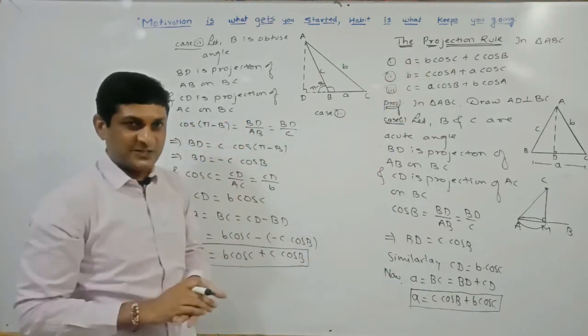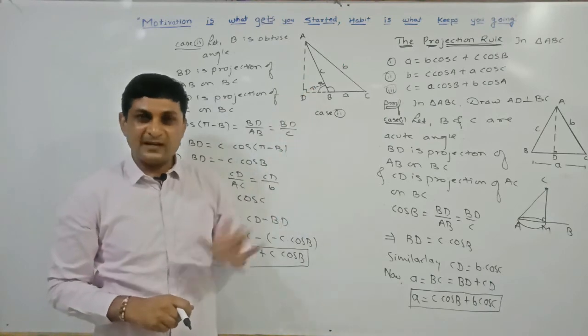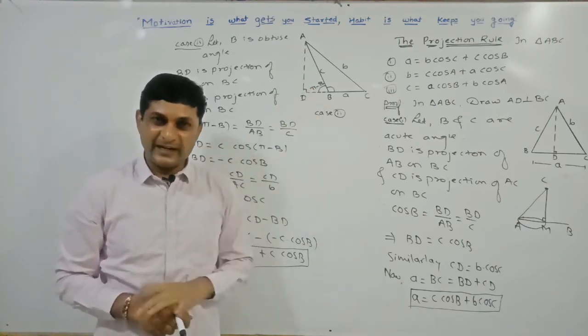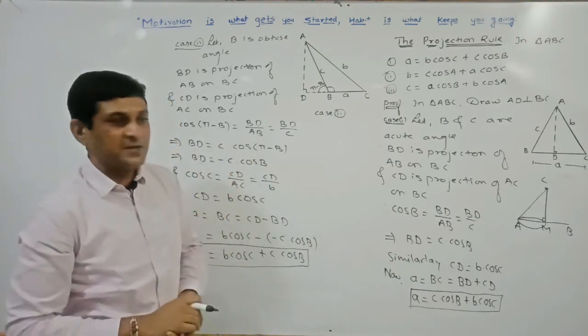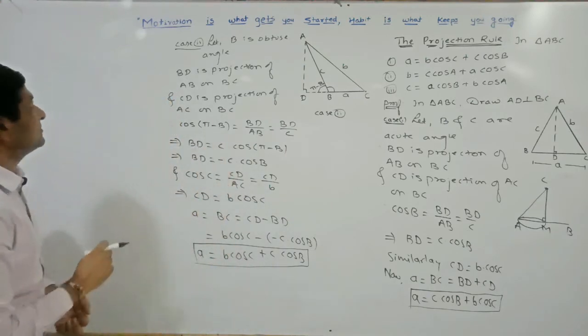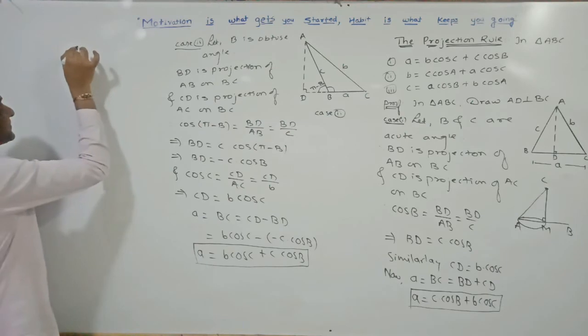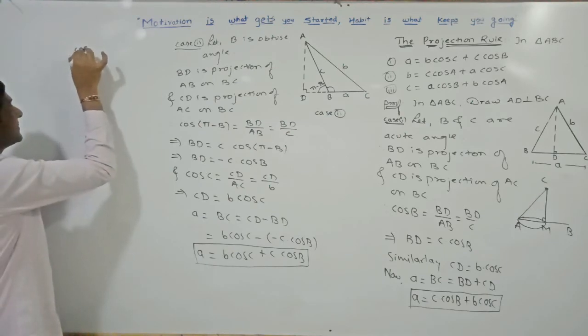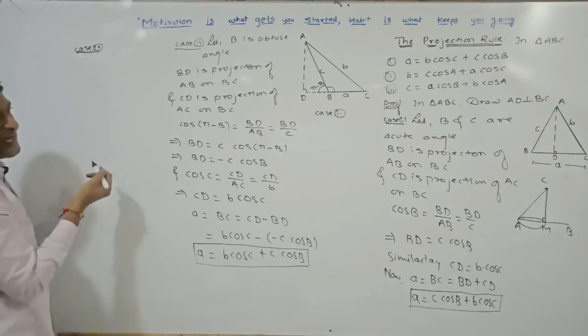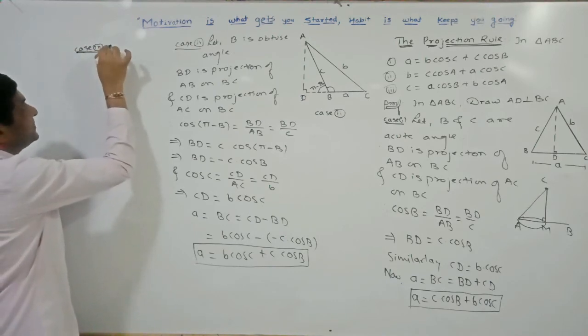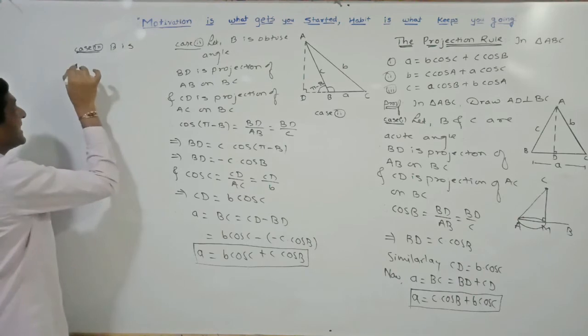So in the second case, if the triangle is an obtuse angle triangle, at that time also we are getting this result. Now in the last case, let us suppose that this triangle is a right angle triangle. So now here case third. In this case third, we are supposing that B is a right angle.